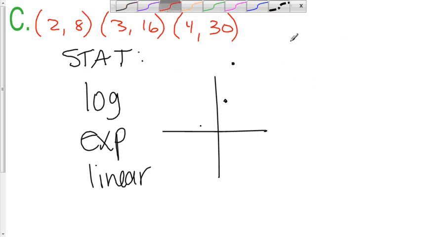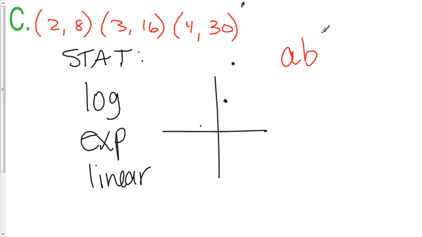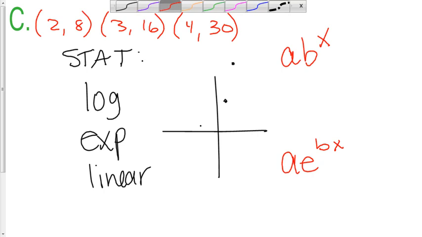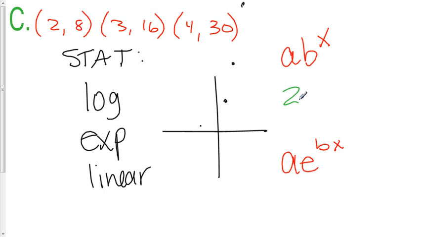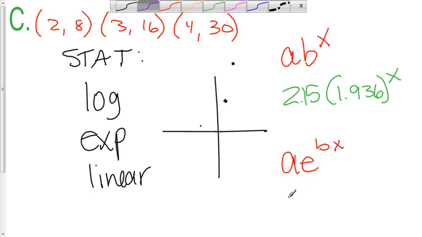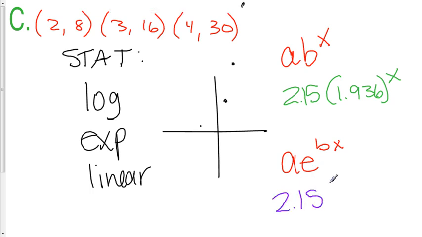Now, based on what type of calculator you have, you may have this choice, or you may have this one. If you only have this choice, then that is fine. Your equation would be 2.15 times 1.936 to the x power. If your calculator only has this as a choice, then you would have 2.15 e to the 0.6609 x.